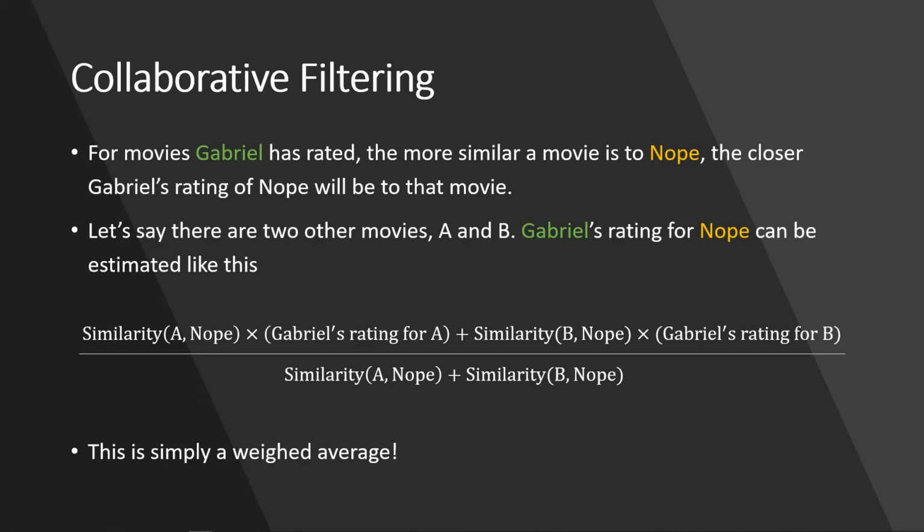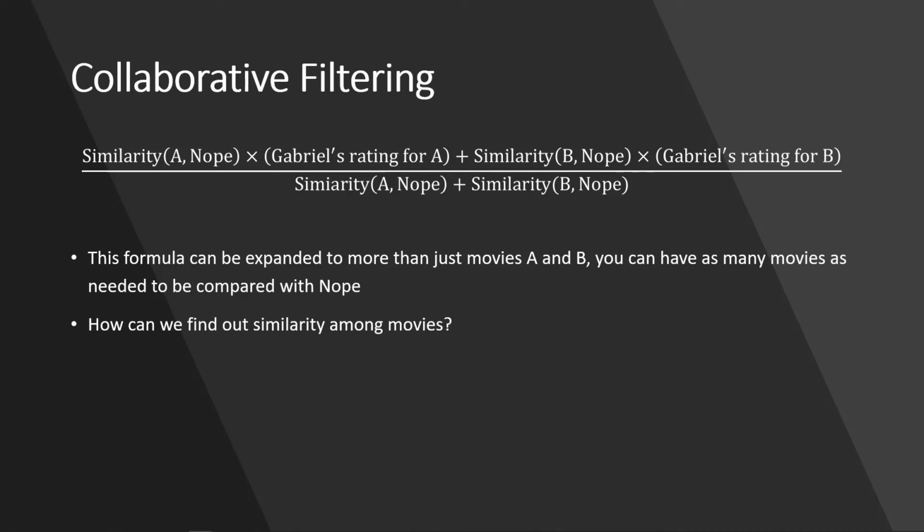So now, continuing on this formula we have created. For this formula, we have given an example of only two movies. It can be expanded to more than just movies A and B. You can use as many movies as needed to be compared to Nope. If Gabrielle has rated 10 other movies, then we can put movies A, B, C, D, E, F, G, H, I, J, all the way to weigh those ratings in order to predict her rating for Nope. So as you can see, this calculation is easily scalable to many movies.